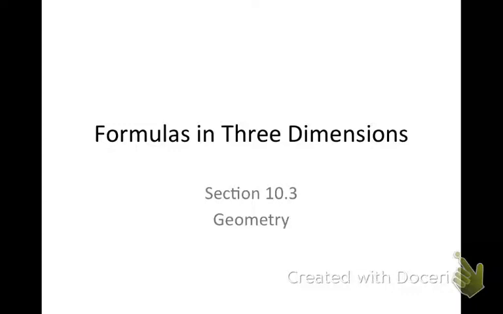All right, formulas in 3 dimensions. Section 10.3 here. So continuing on in our 3 dimensions, we're going to talk about some of the formulas that go into 3 dimensions. Fortunately, they look kind of similar to some of the ones we had in 2 dimensions. So not really a lot of new stuff today.